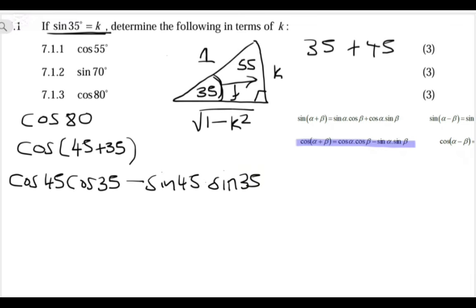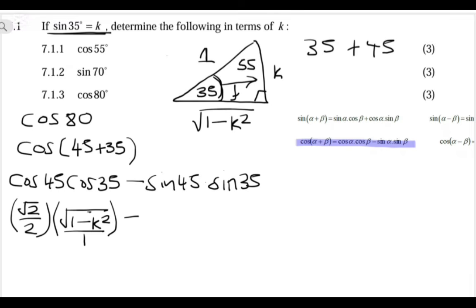And then from here on, cos of 45, you can just press this in a calculator. If you put it in your calculator, cos of 45 is the same as root 2 over 2. Perfect. So we can put this inside the brackets. And then cos of 35, we just calculated it. We can just use this. It's the same as root 1 minus k squared, perfect, because it's the adjacent over hypotenuse. So this is it. And then from here on, let me just make it a fraction so that we can multiply very well next.